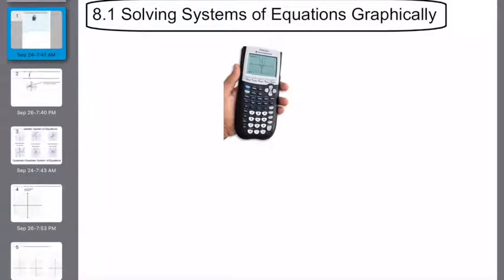Hello and welcome to 8.1 Solving Systems of Equations Graphically. Basically, we're going to take a quick look at what systems of equations are, and then what it means to solve them, what our solutions mean, and figure out how to do that.